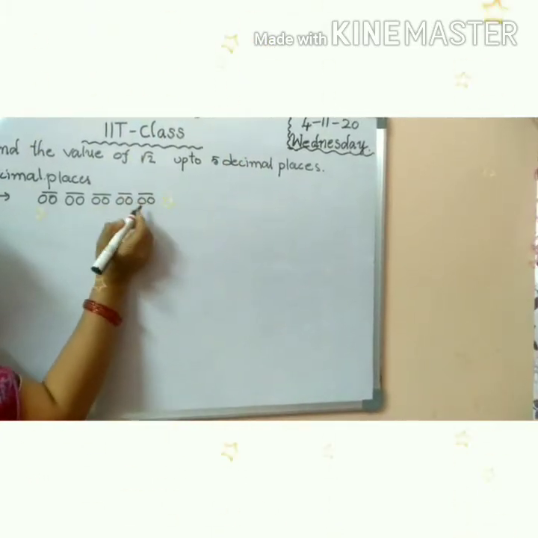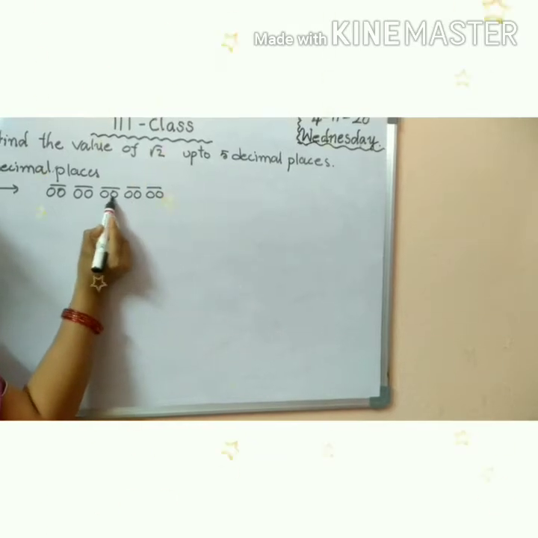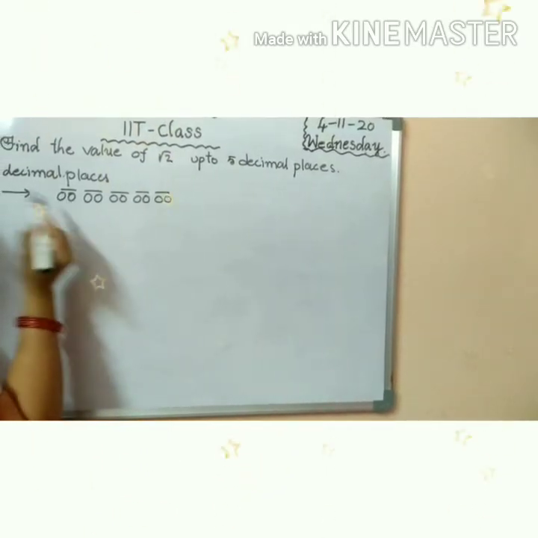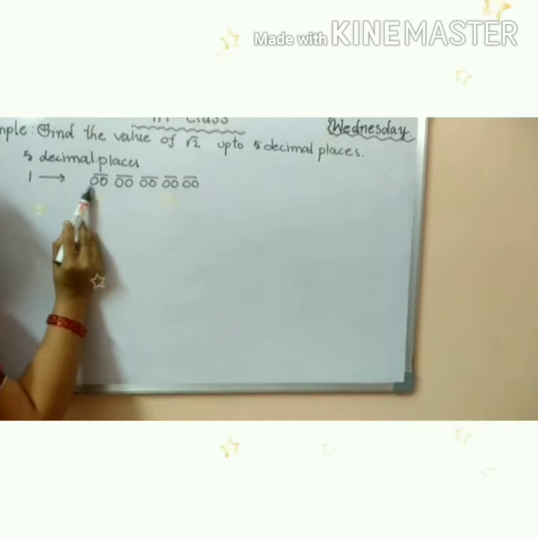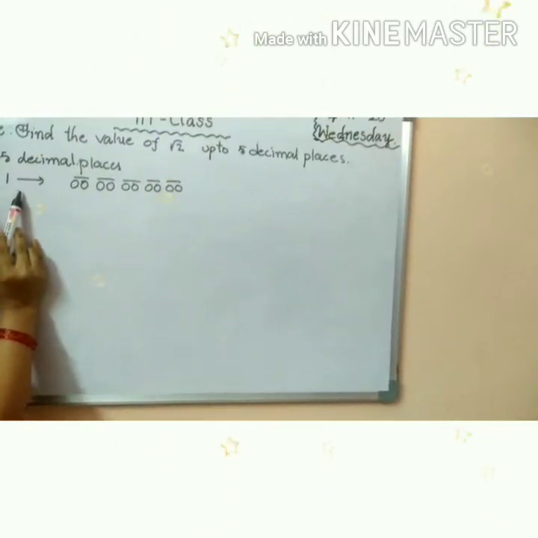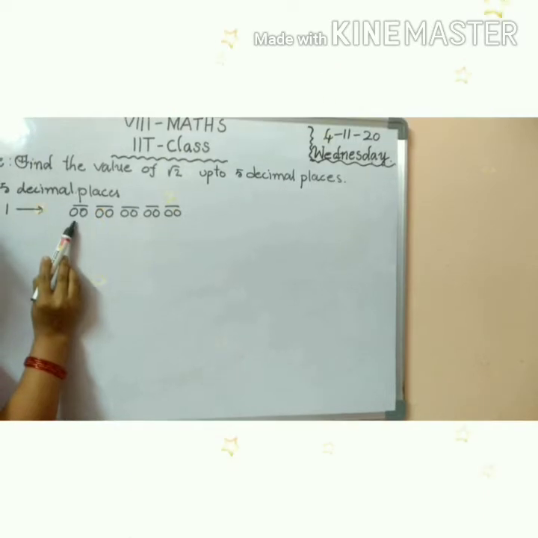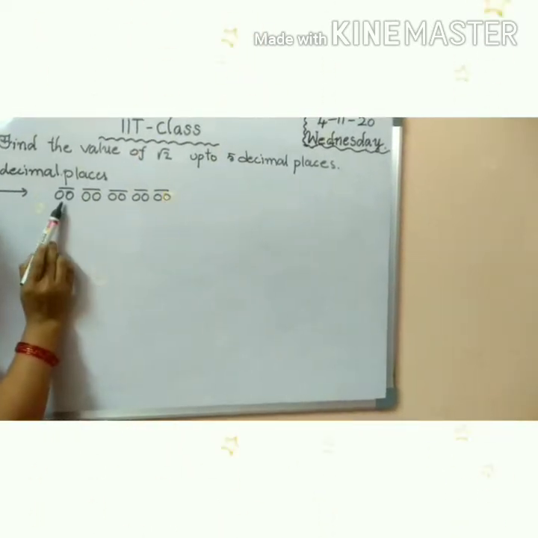You have to take how many zeros? 5 decimal places means 1, 2, 3, 4, 5, 6, 7, 8, 9, 10 places. 10 zeros, because each decimal place carries a pair of zeros. 1 decimal place means you have to take 2 zeros.